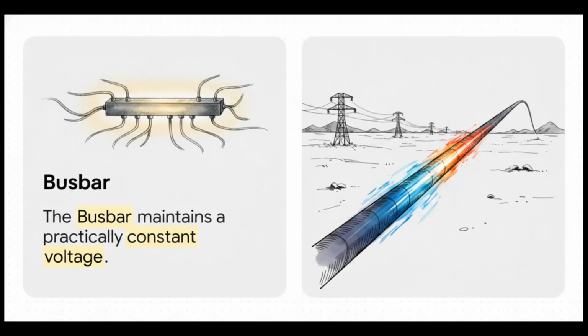When we put these two side by side, their distinct roles really jump out at you. The busbar is your common node, right? Its defining trait is that the voltage remains practically constant. The feeder, on the other hand, is your direct transport line, so its defining trait is that the current remains constant from end to end. So you've got voltage management on one side, current transport on the other. Together, these two are the absolute bedrock of our entire power distribution system.